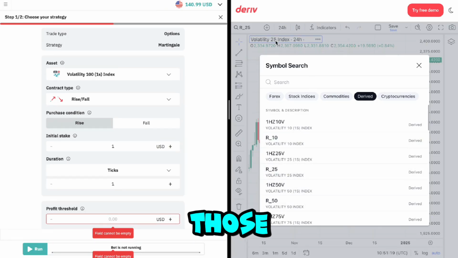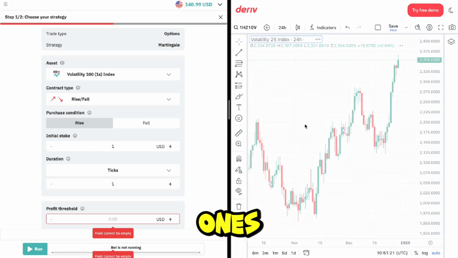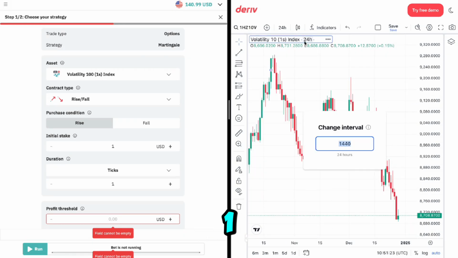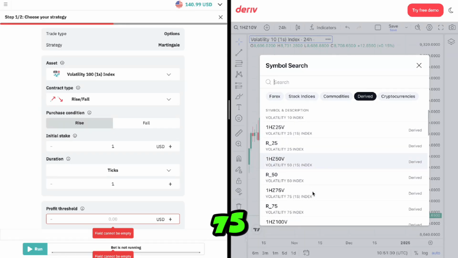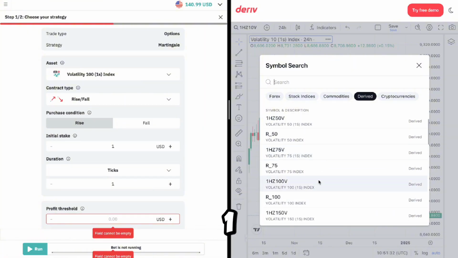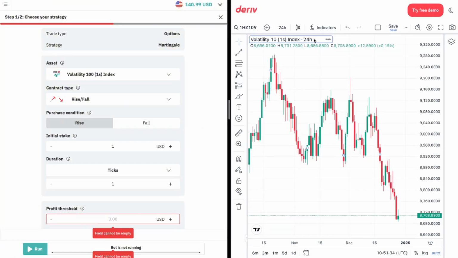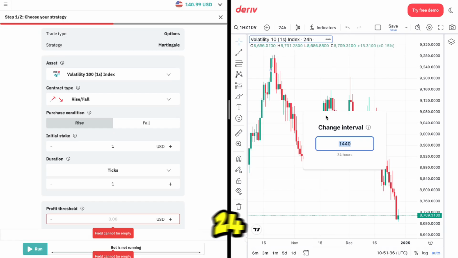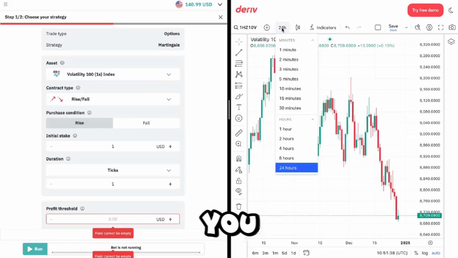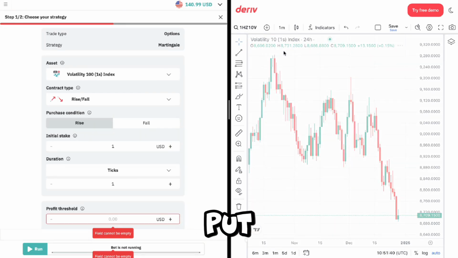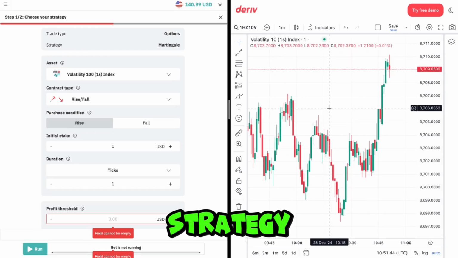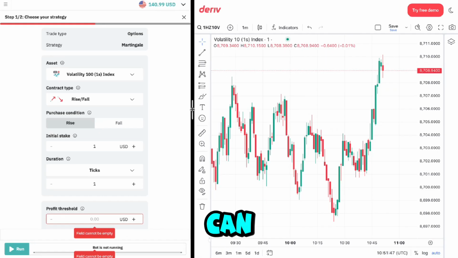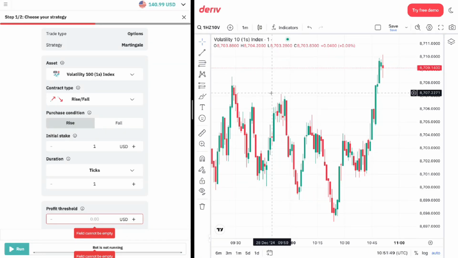I don't trade those with index. I use the ones with 1S. So from 10-1S, and that is, let me just show you, 10-1S, 25-1S, 50-1S, 75-1S, 100-1S. That's why it ends. And if you click this 24 hours interval, you can change it from the top here. Just put 1 minute. So this is the best strategy you're gonna use. So you can just minimize that further.